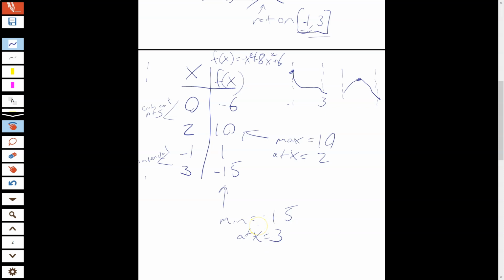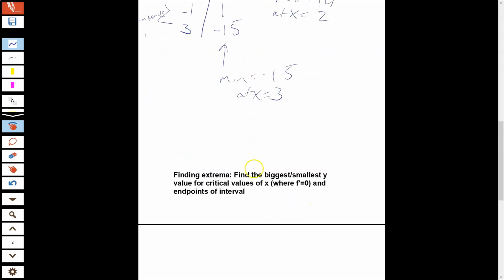Okay, so to summarize what we're checking here, we're going to make a table. And if you're organized with this in your work, this will be easy to figure out. Okay, you're going to make a table, and you're going to look for the biggest or smallest, depending on whether I ask you maximum or minimum, right? The biggest or smallest y value for the critical values of x, so where the derivative is equal to 0, and the endpoints of your interval. So those are the points that you're checking.